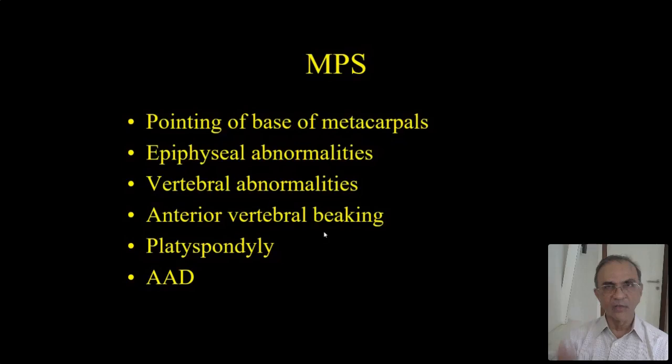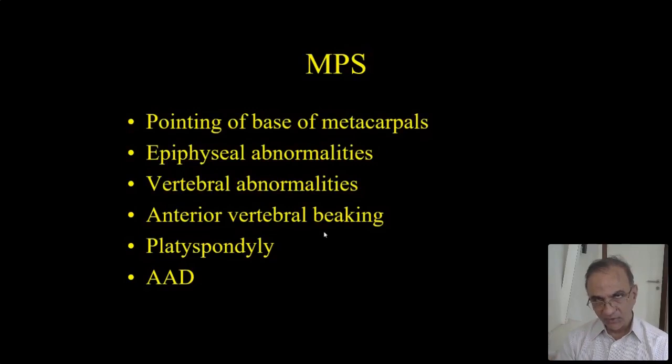I'm talking a lot about spondyloepiphyseal dysplasia, a lot about MPS, a lot about diaphyseal aclasia because they are common. Please read Bumpy Bones. Atlantoaxial dislocation is something that you have to pick up and inform the referring physician, and the patient has to have a collar.